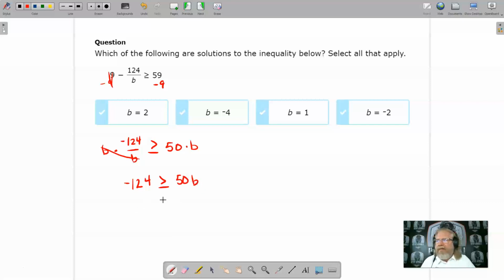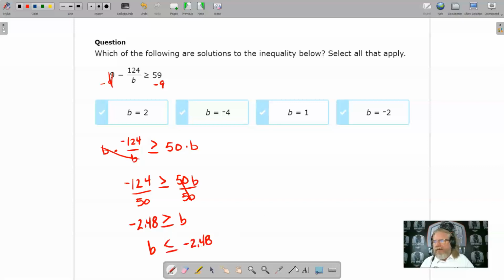Now, if I go ahead and divide both sides by 50, I'm going to end up with just b on the right, and then negative 124 divided by 50, that's not going to come out nice. That's going to be right around 2.5. So negative 124 divided by 50 is going to give me negative 2.48. And remember, I like my variables on the left, so I'm going to put my variable on the left, negative 2.48 on the right, and it's pointing at the b, so I'm going to keep it pointing at the b.